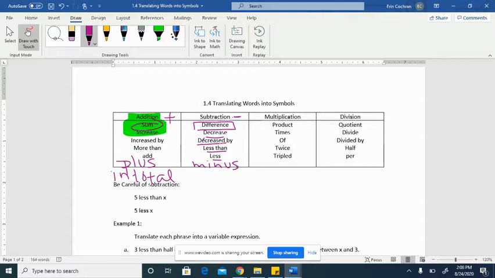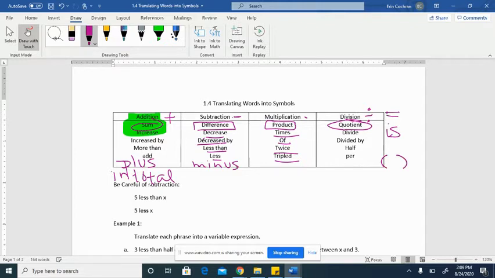Multiplication. Okay, product is the answer to the multiplication problem. Times, of, twice, tripled, per, which kind of goes for both multiplication and division here. Okay, division, quotient is the answer to that division problem. Divide, divided by, half, per something. Another one we might have is our equal sign. A word for equal is "is".